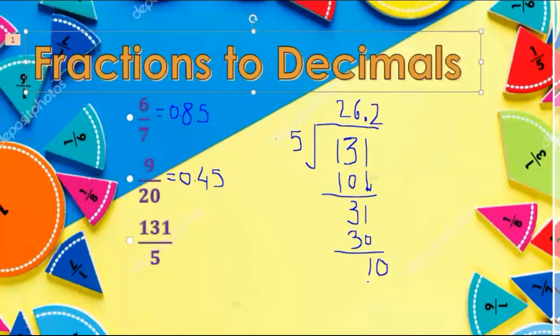So look, this example is very different from the previous two examples. The first example was non-terminating, the second example was terminating, but it had the decimal at the start. And this last example is not required to write the decimal at the starting place. Rather, we had 26.2 as the answer. I hope you have understood the concepts of converting fractions to decimals.